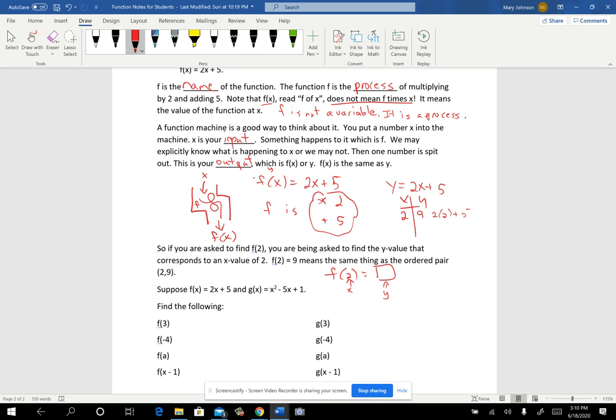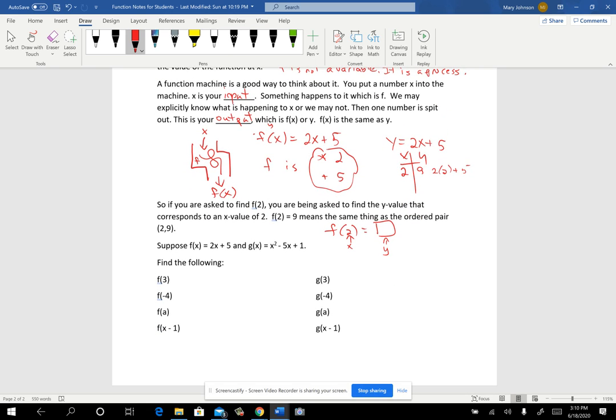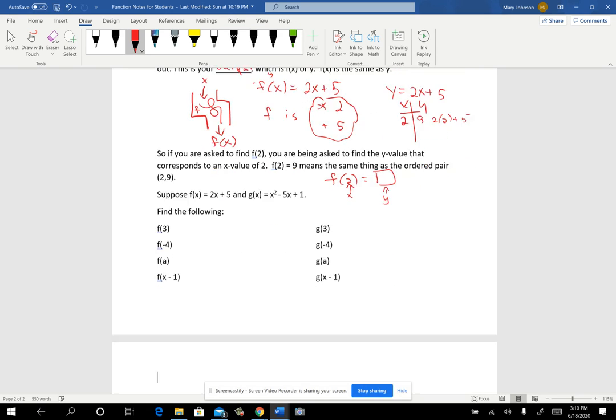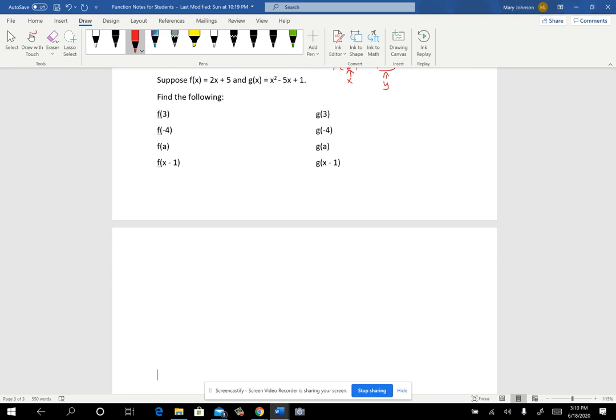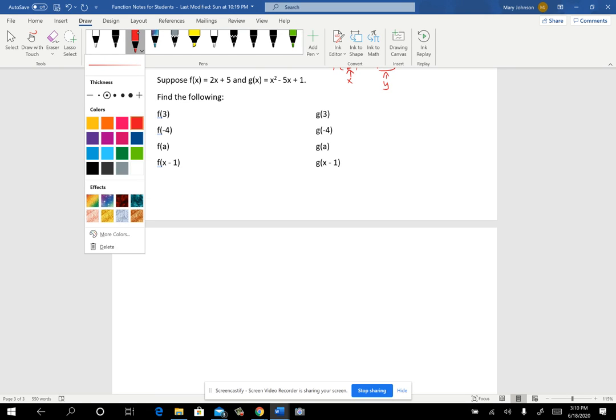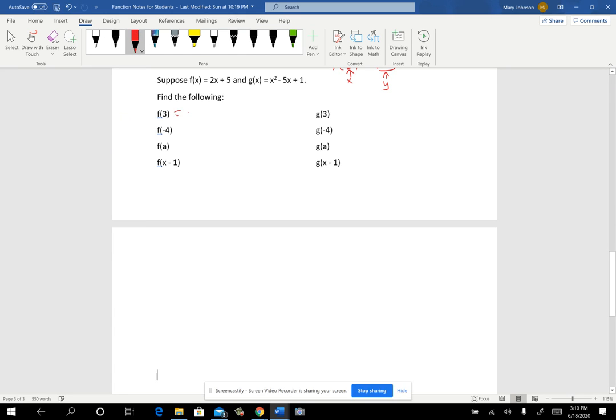Okay, so let's look at two different rules. One of them is the f of x equals 2x plus 5 that we've been working with. Let me raise this up a little bit. And the other is a slightly more complicated one. It's a quadratic function, so it has x squared minus 5x plus 1. I just want you to learn to use the function notation. So for f of 3, 3 is your input, and so you would do 2 times 3 and add 5. 6 plus 5 is 11. F of negative 4 you would work out in a similar way. You would multiply your input, negative 4, by 2 and then add 5.